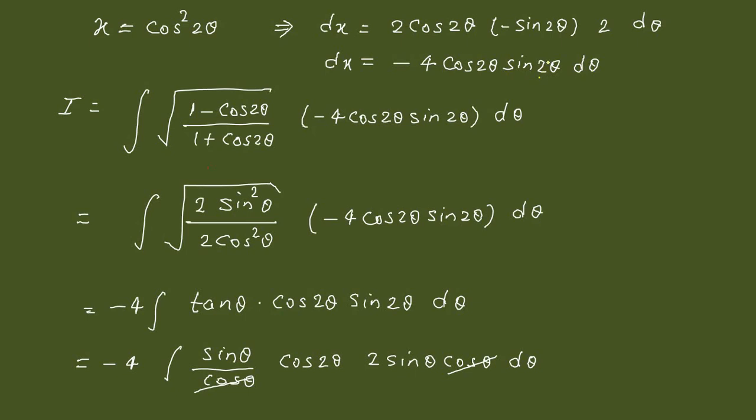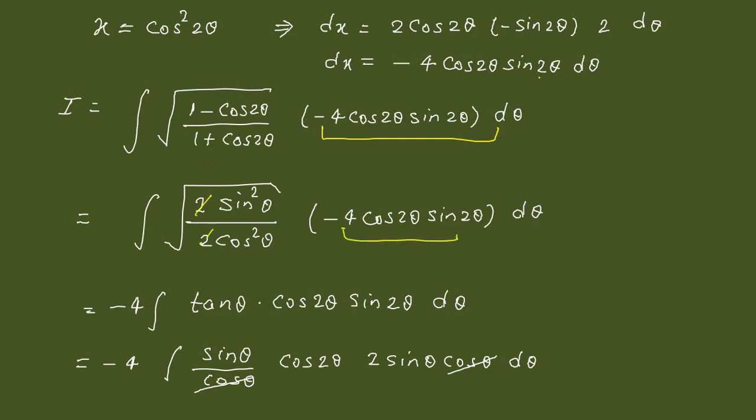It means in place of dx we have to substitute all this, and in place of root x we have to substitute cosine 2 theta. Of course 1 minus cosine 2 theta is 2 sine squared theta with the help of the identity, and this 1 plus cosine 2 theta is 2 cosine squared theta, and this will remain the same.